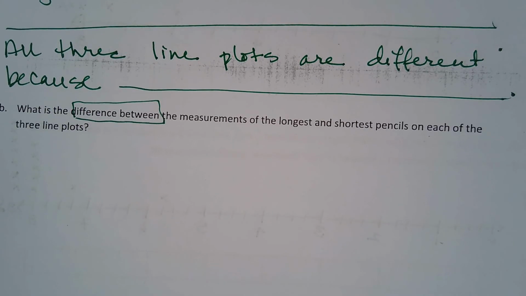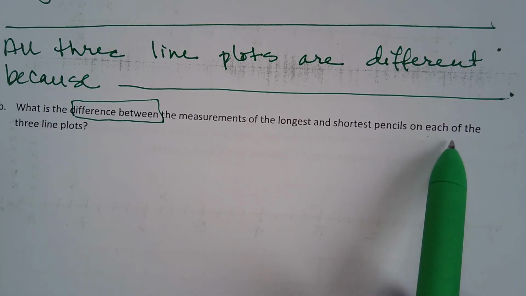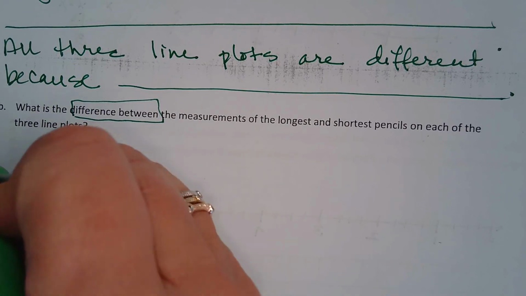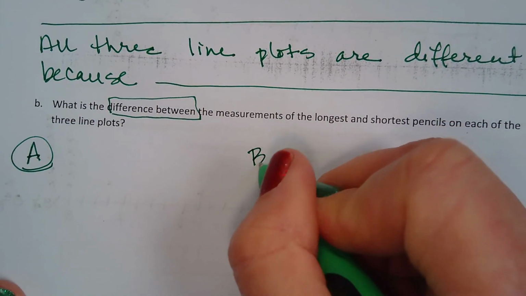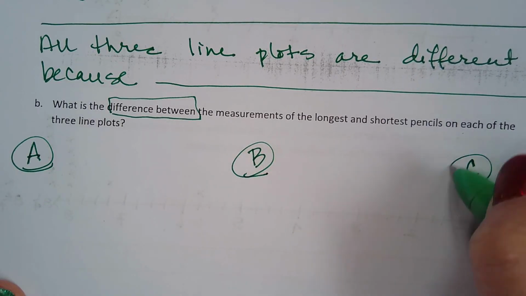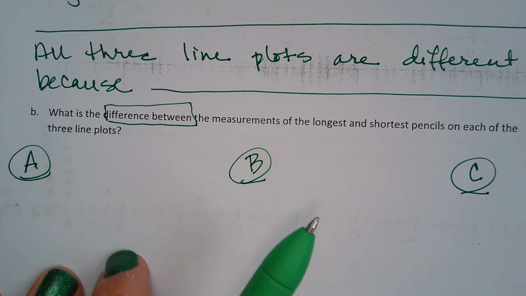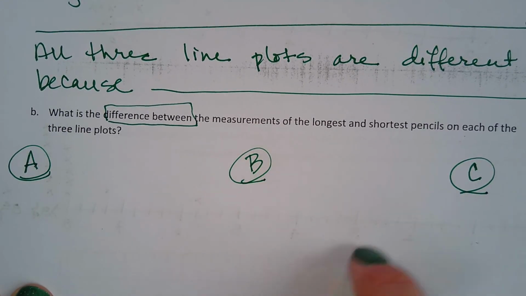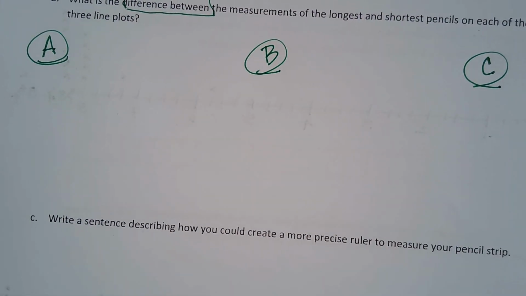All right, so what is the difference between the measurements of the longest and the shortest pencil on each of the 3 line plots? So line plot A, line plot B, line plot C. You're going to go grab the largest fraction, the smallest fraction, and subtract. Largest, smallest, subtract, largest, smallest, subtract. And then write a sentence describing how you could create a more precise ruler to measure your pencil strip.